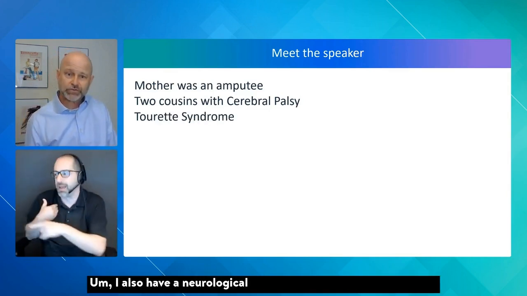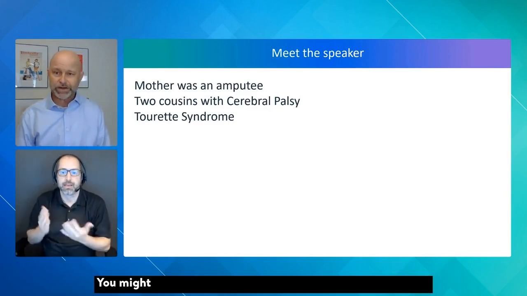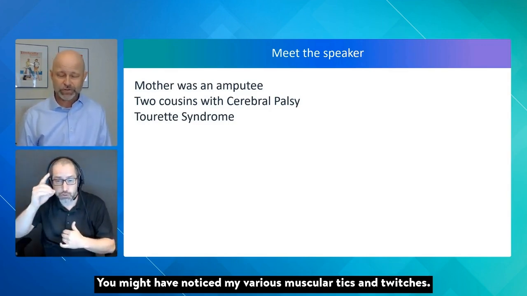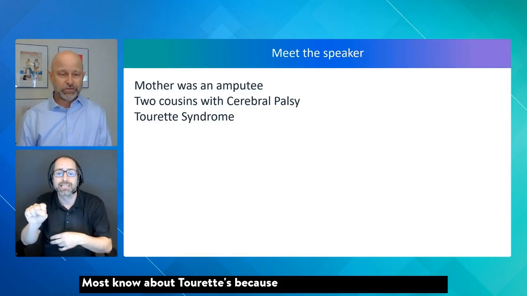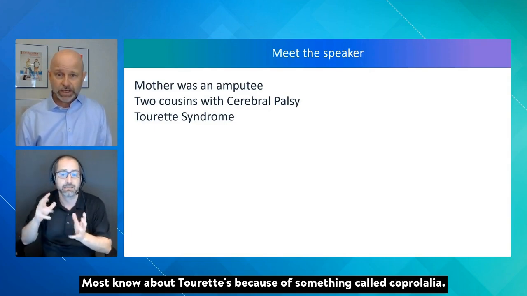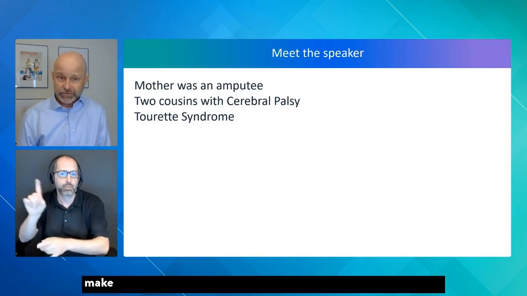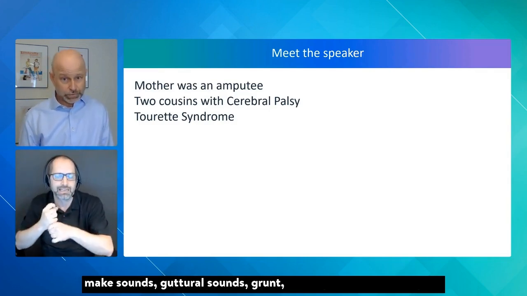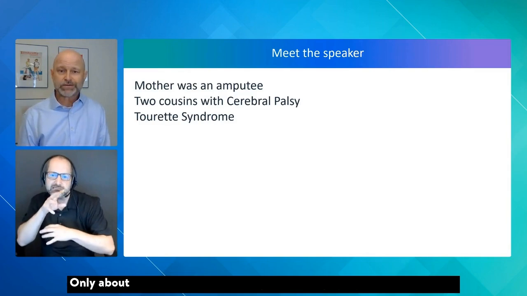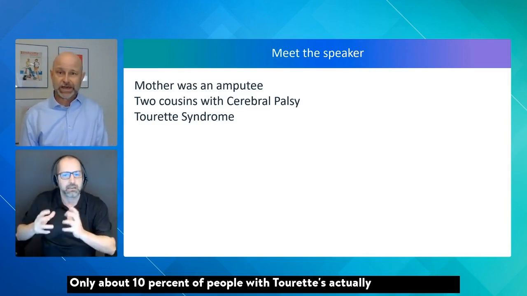I also have a neurological disorder called Tourette syndrome. You might notice my various muscular tics and twitches. Most know about Tourette's because of something called coprolalia. Coprolalia is where people may excessively or uncontrollably make sounds, guttural sounds, grunt, use inappropriate language. Only about 10% of people with Tourette's actually have coprolalia.